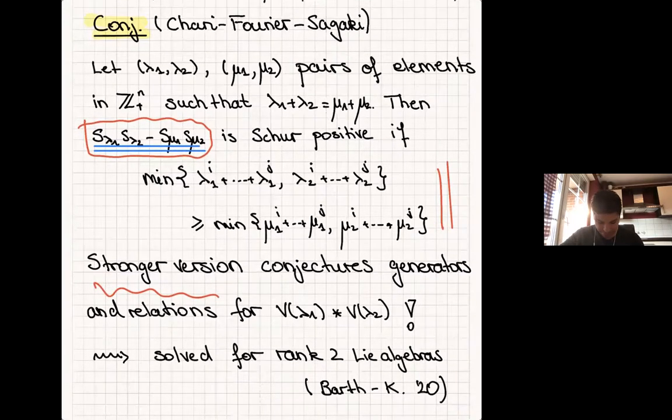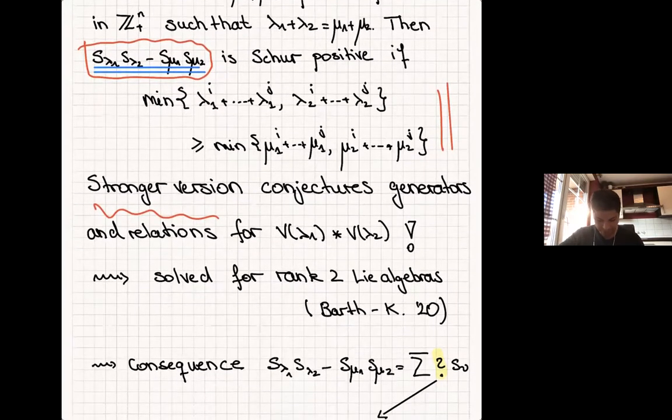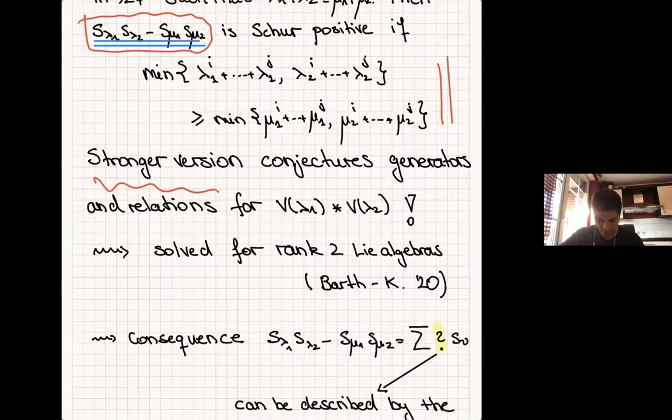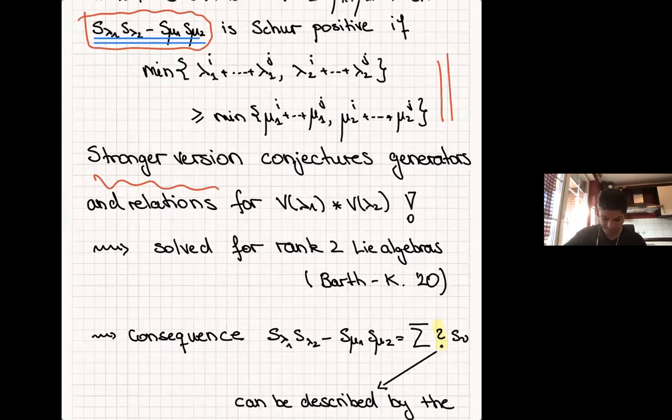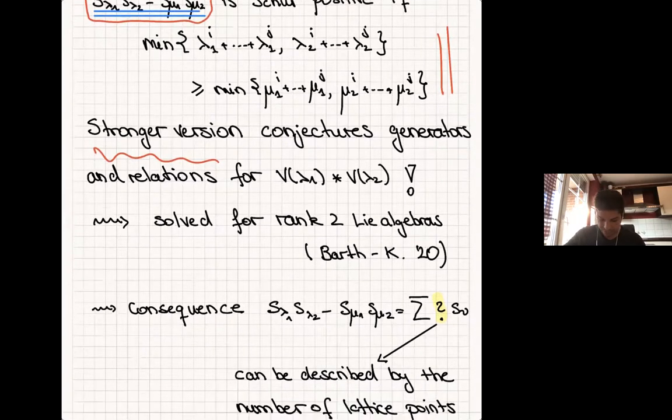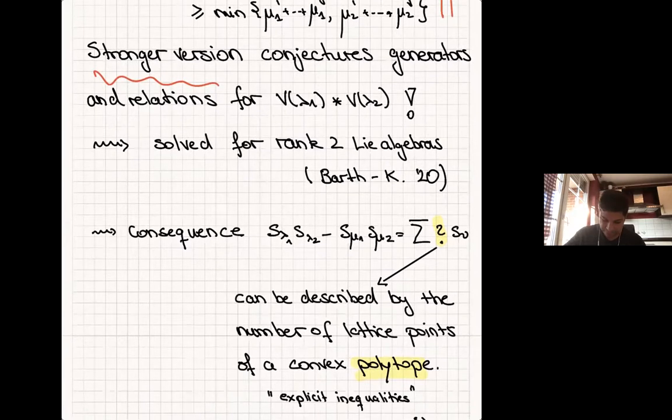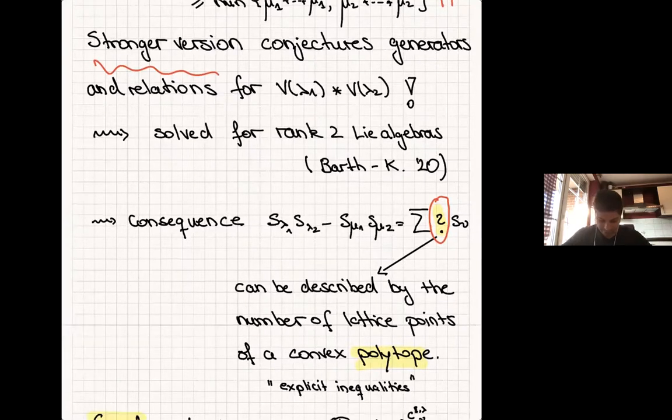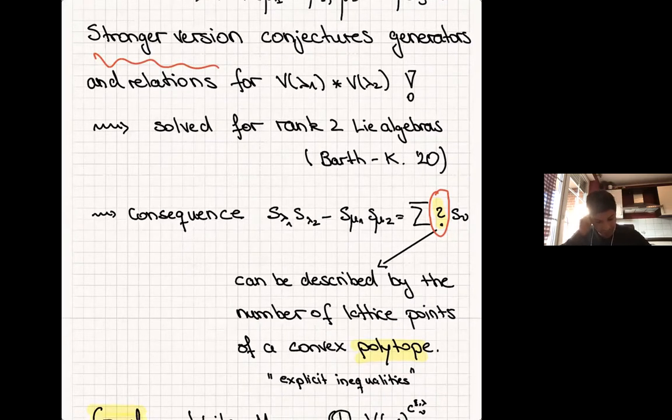The consequence of this result in rank 2 is that in the Schur positivity conjecture of Chari, Fourier, and Zagaki, you can describe the coefficients in the Schur expansion by the number of certain lattice points in convex polytopes, which are described by explicit inequalities. This is basically the flavor of what I'm going to do now with the primary reducible objects. I want to do a similar thing where the coefficients are described by lattice points of certain convex polytopes.